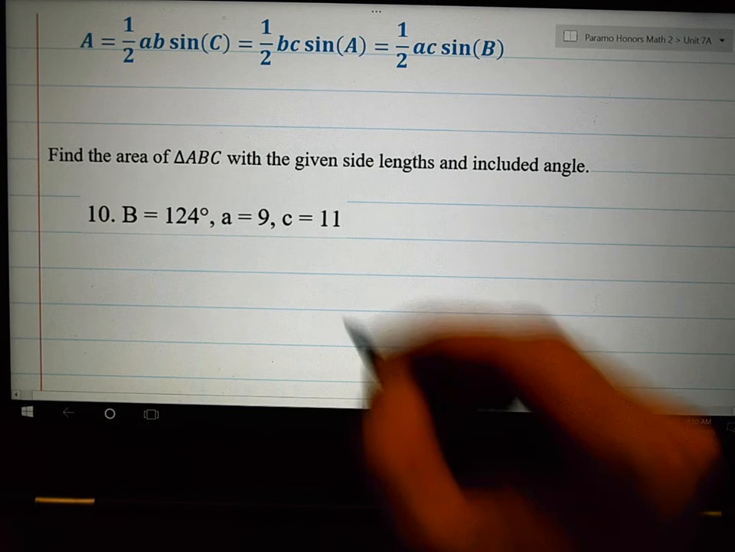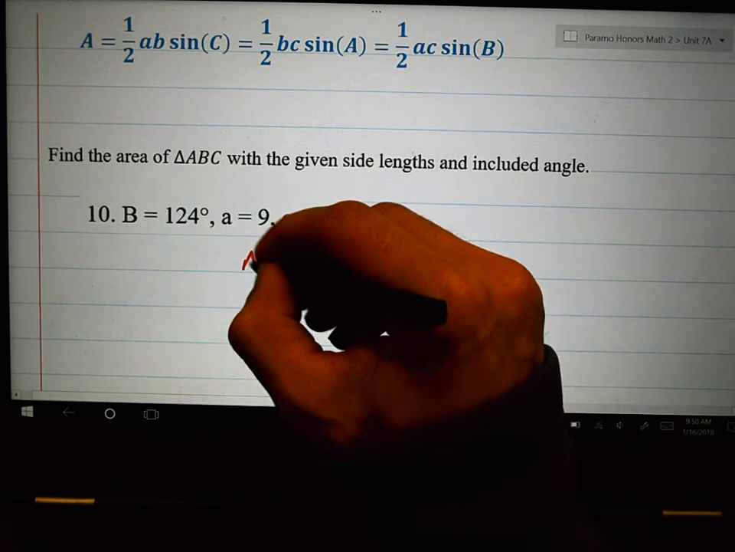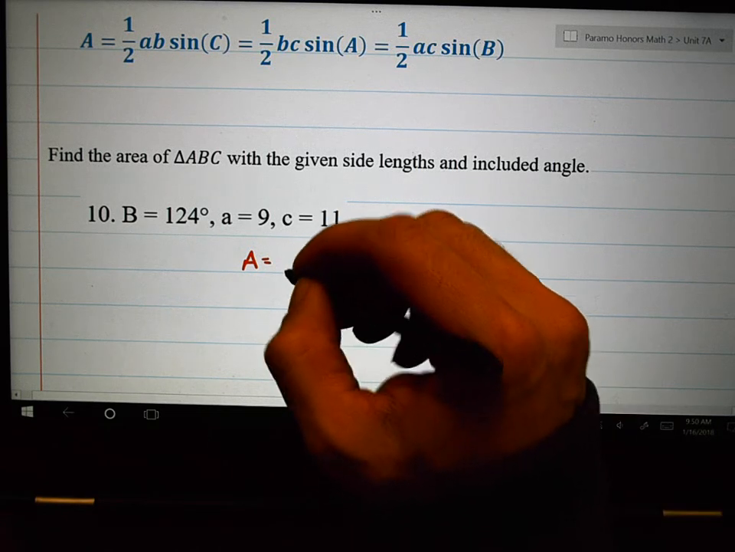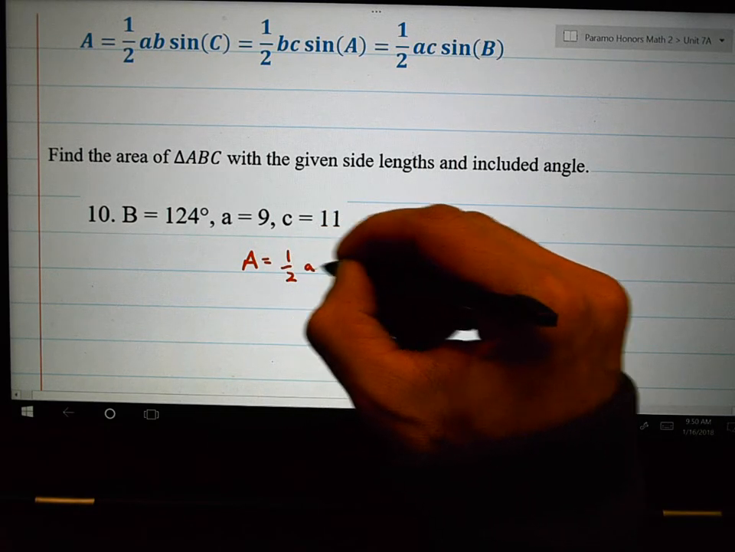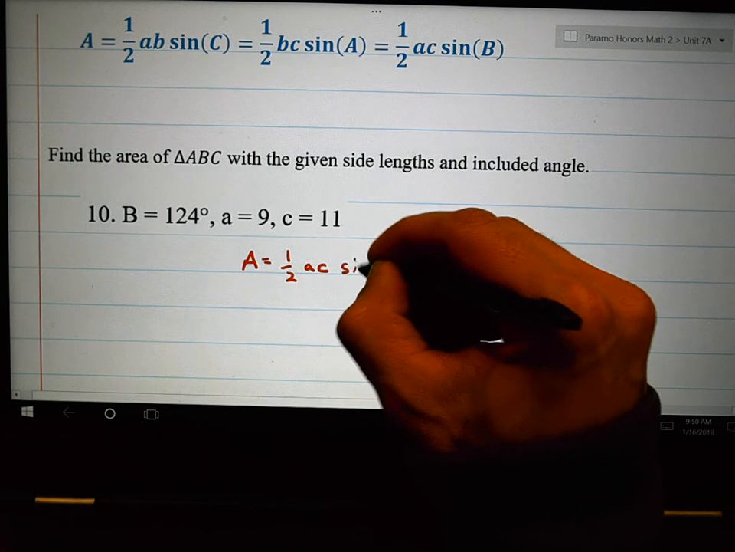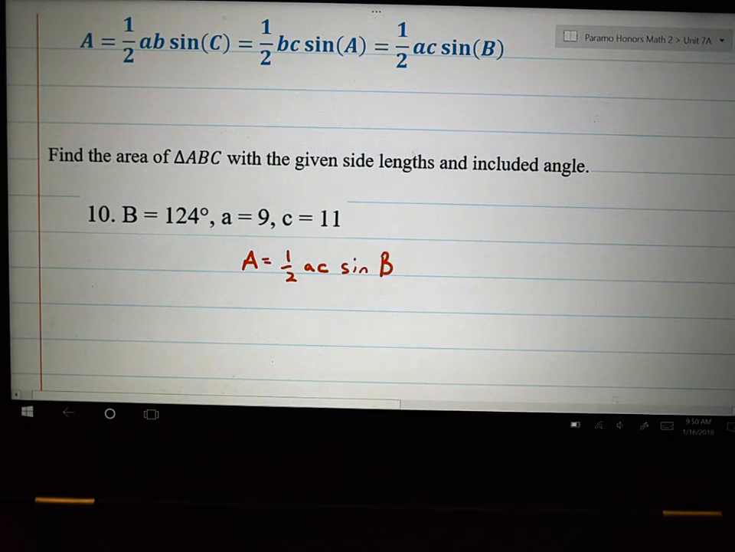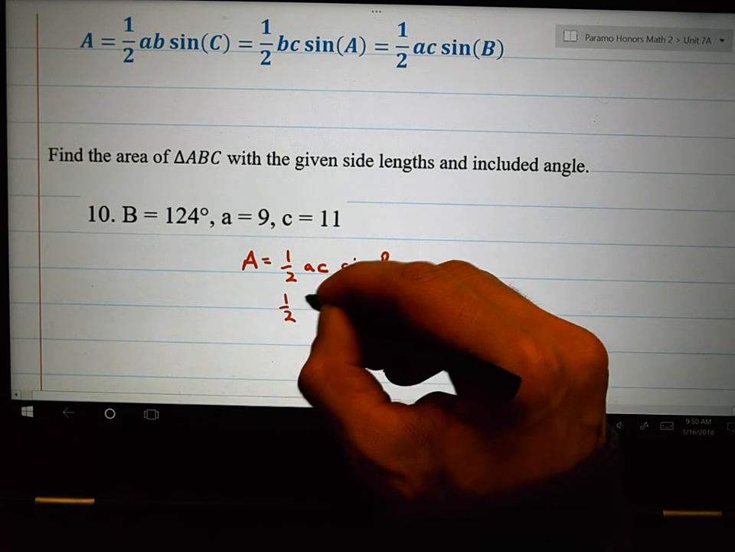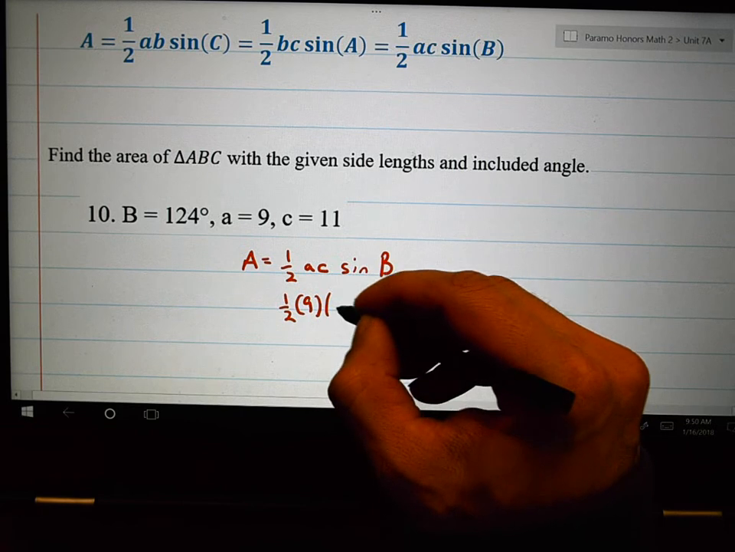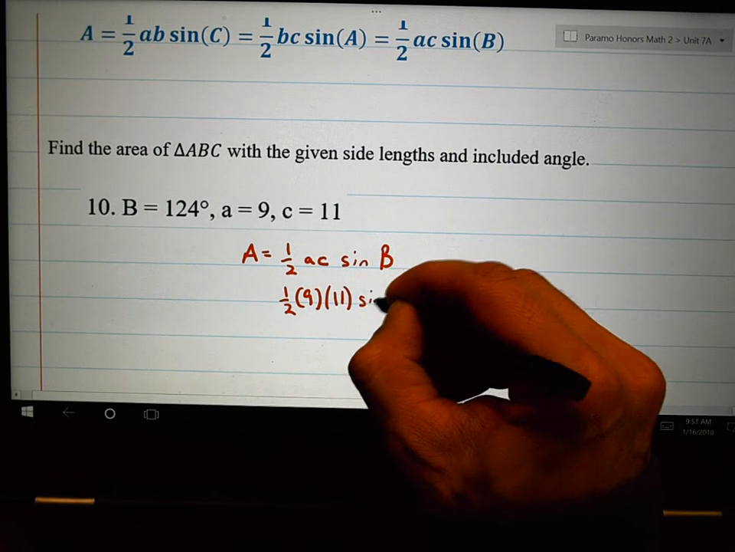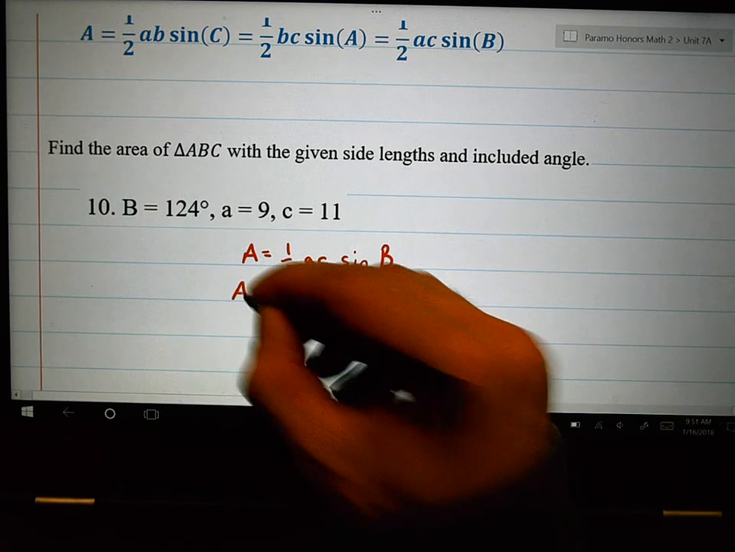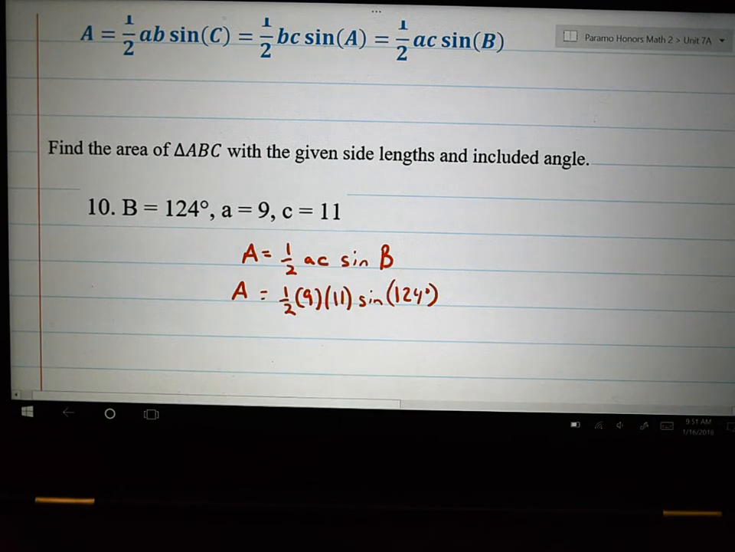I can use my area formula that works for any triangle. 1/2 little a times little c times the sine of big B. Well, I have little a, 9. I have little c, 11, times the sine of big B, 124 degrees. And it's just a matter of plugging it into the formula, as long as you have the included angle.